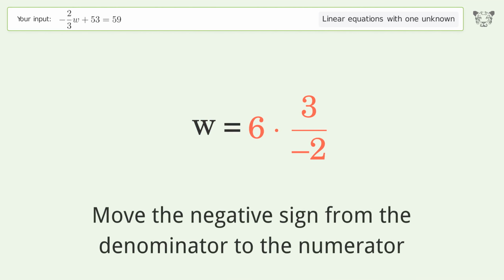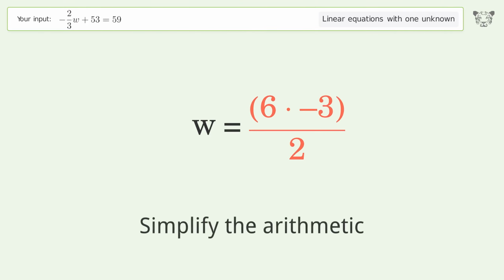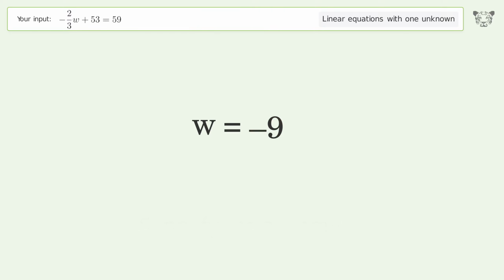Move the negative sign from the denominator to the numerator. Multiply the fractions. Simplify the arithmetic. And so the final result is w equals -9.